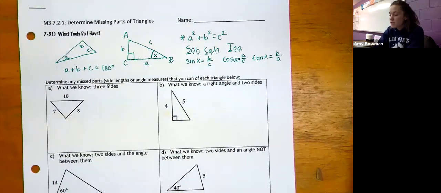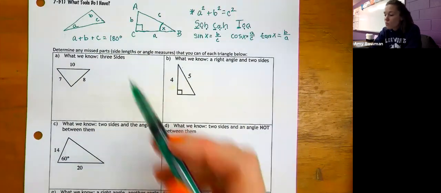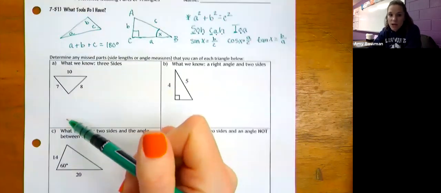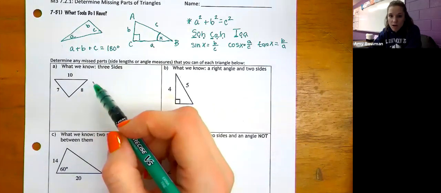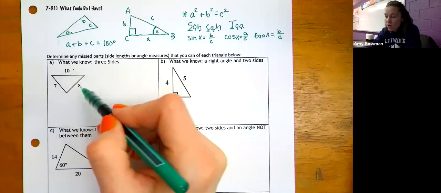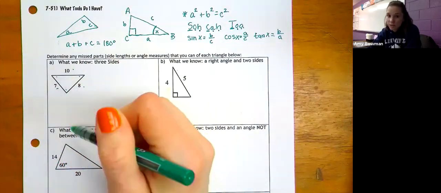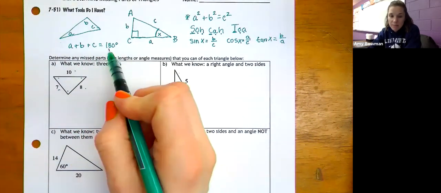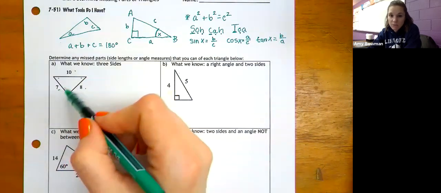So the goal with these first several examples is to figure out, based on what we know from these images, do we have the tools? Are these tools going to work in finding all other missing pieces of this triangle? So in part A, I know all three sides. Is that enough information for me to determine all three angles? Well, I know that those three angles will add up to 180, but I don't know any of them, so I can't specify what their measurements are.